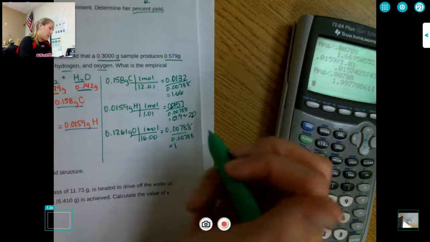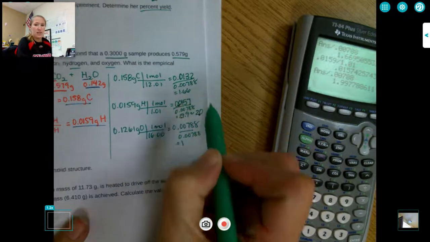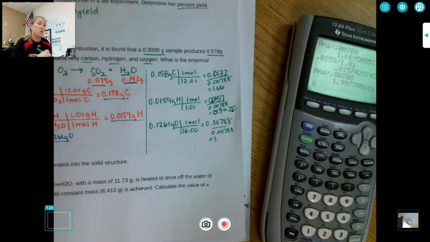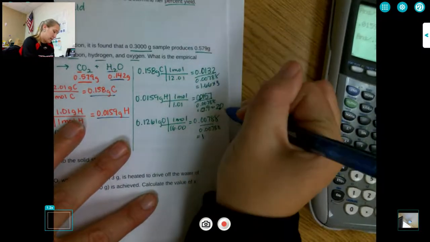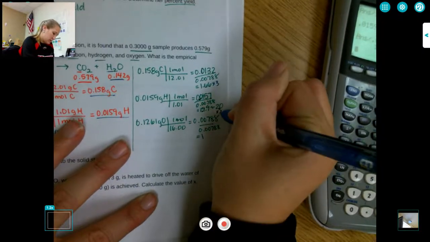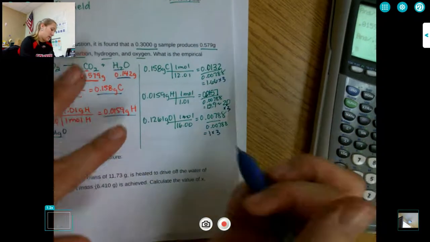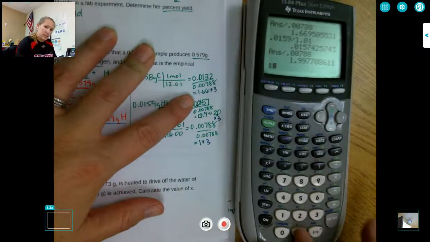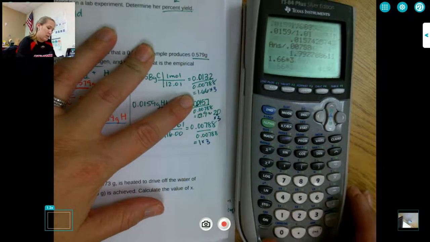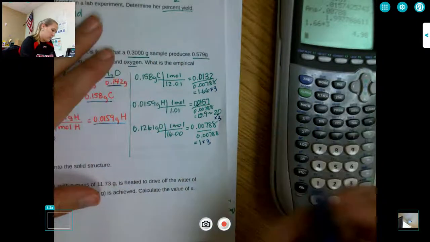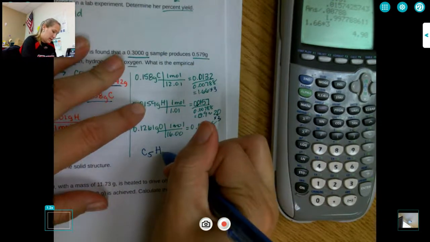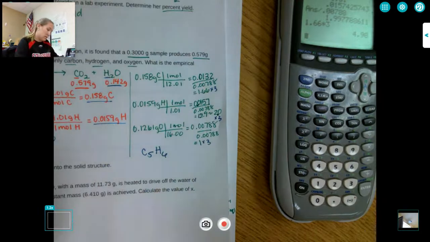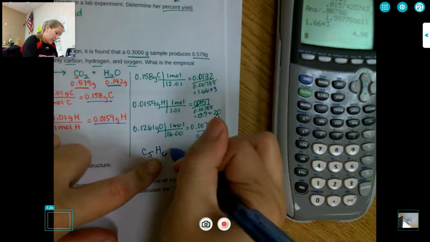2, 1. Okay. So if I have a 0.66, I need a multiplier that gets that to a whole number. So 0.66, like 0.33, means I multiply by 3. What I do to one, I have to do to the other. So times 3, 2 times 3, 1 times 3. So that means 1.66 times 3 is 5. So C5. 2 times 3 is 6. H6. 1 times 3 is 3.